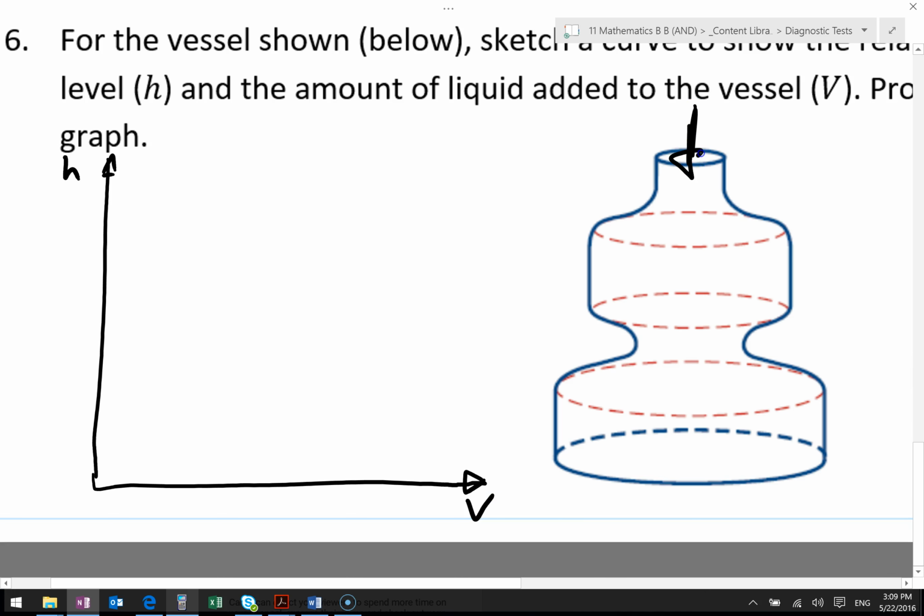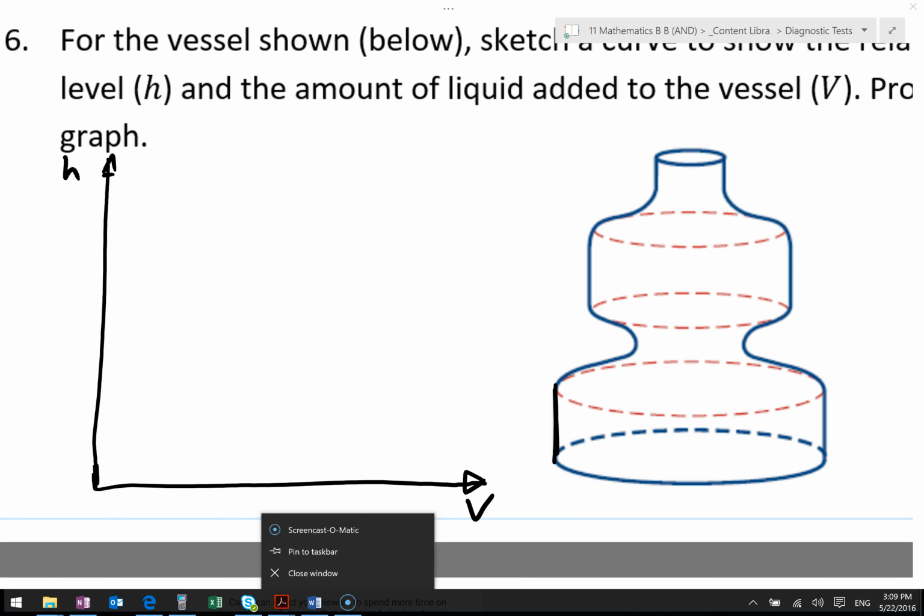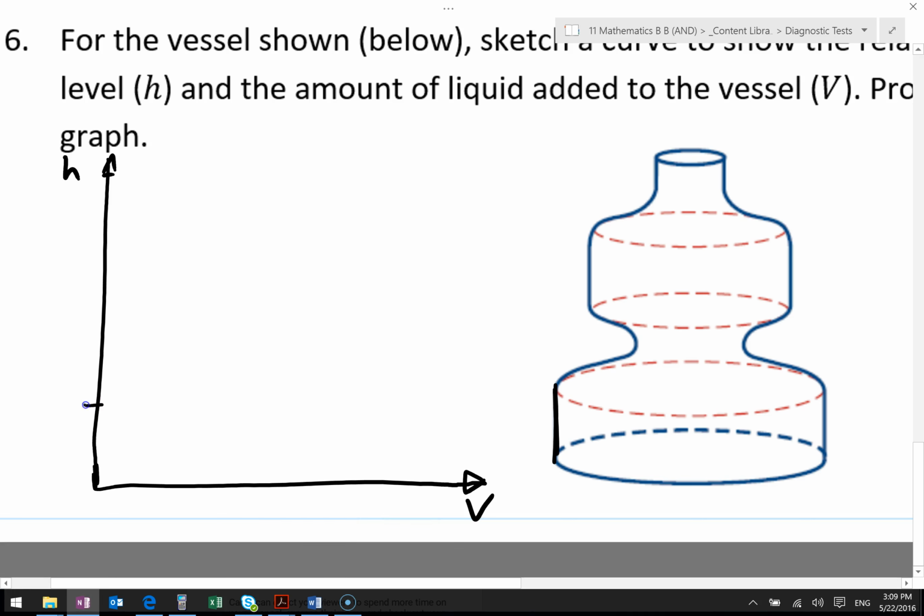And I'm imagining water coming in there. Okay, some water, some fluid. For this first section, it's going to be going up at a constant rate. So until I get to this height, just the constant rate. Pretty slowly, because this is a pretty big base. Okay, in this section here, the bottle is getting narrower, so as I add volume to it, the rate at which the height increases is going to get faster.